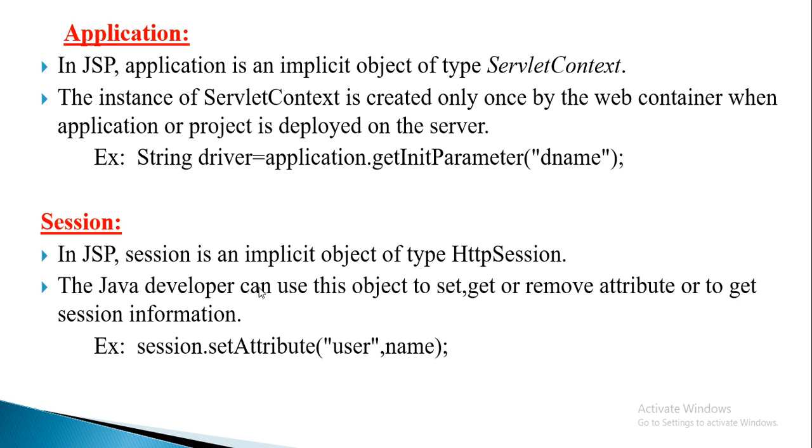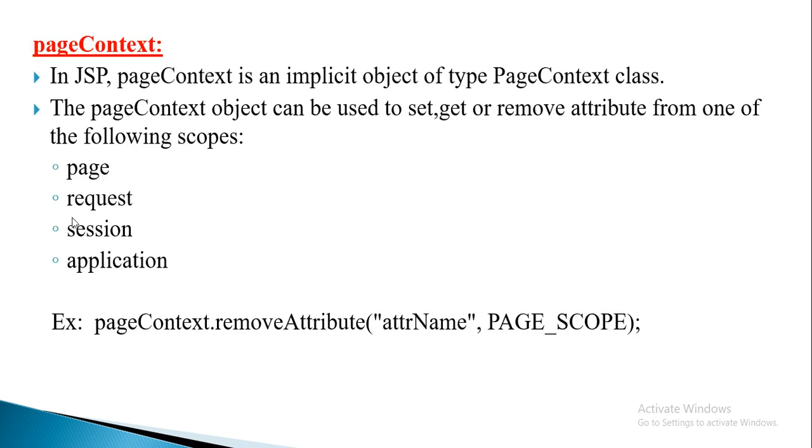Next is the session object, which is an instance of HTTP session, to handle the session tracking and to set the attributes or get the attributes of the session. We are using this session object. Next is the page context. This is an implicit object of type PageContext class. This page context mainly helps you to specify the scope of attributes.